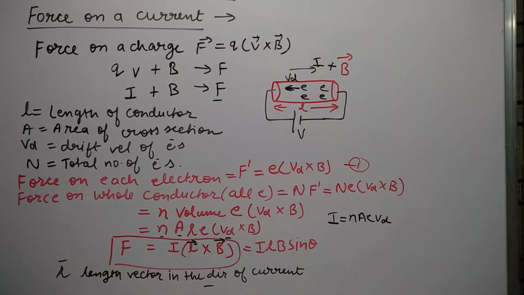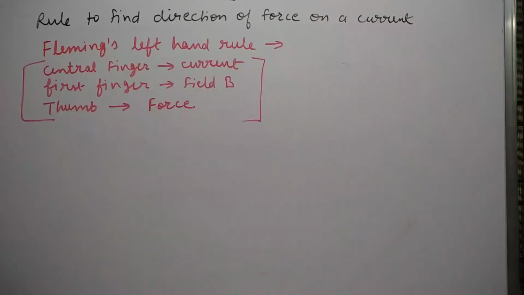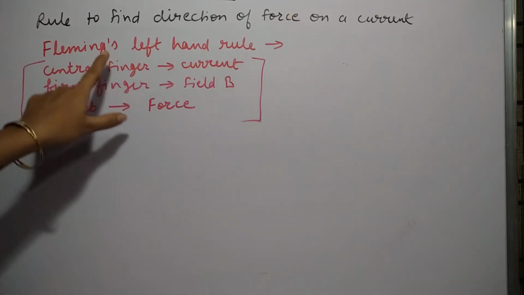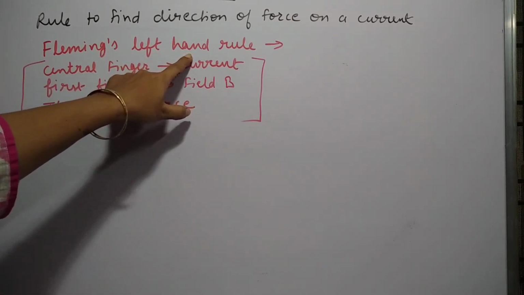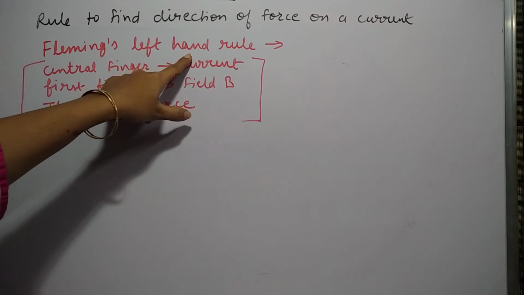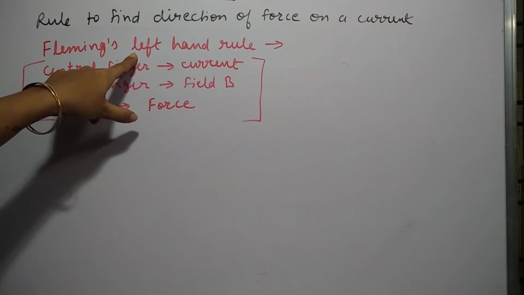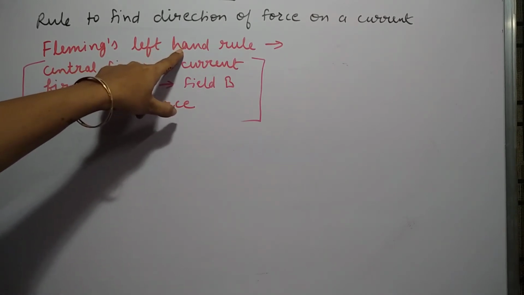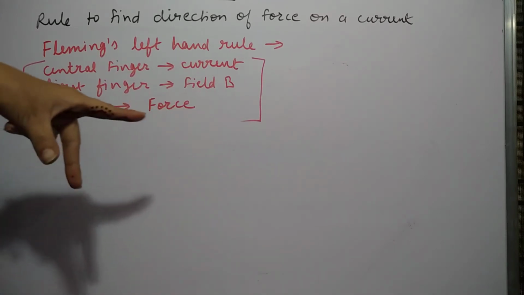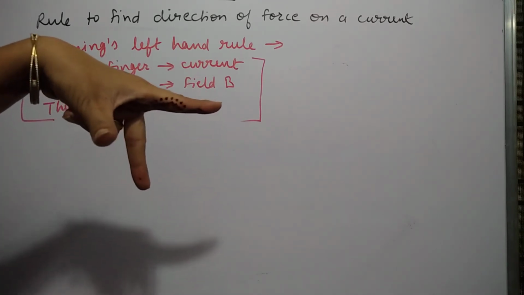Okay. Now note down this derivation part, and now I'll tell you Fleming's left hand rule to find the direction of this force. The rule which is used to find the direction of the force on any current is Fleming's left hand rule. Till now we were using the right hand thumb rule to find the direction of magnetic field. Now to find the direction of force, we need the left hand rule. We have to use our left hand.